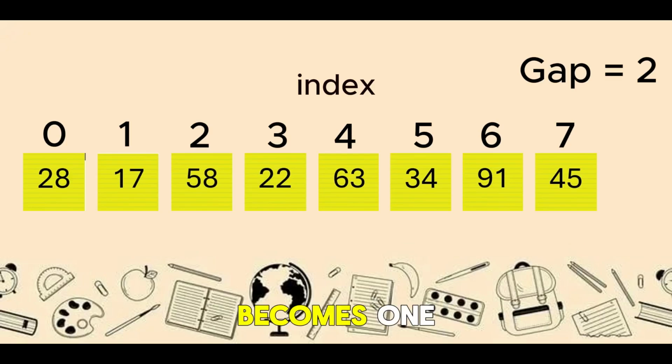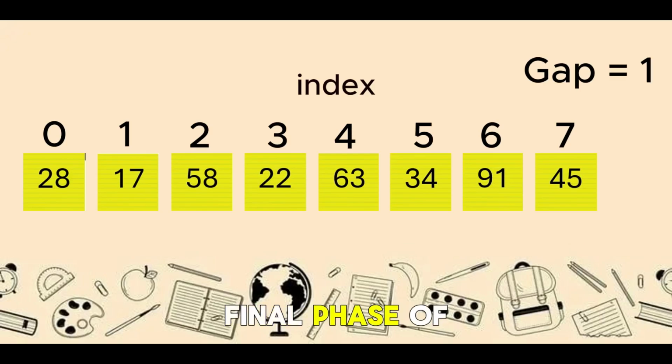Now our gap becomes 1. This is the final phase of shell sort, where the algorithm acts exactly like insertion sort. But notice something. The list is already partly sorted because of the earlier gaps. This means insertion sort will only require small movements, making the sorting faster. We go through the list one element at a time and insert each value where it belongs in the growing sorted part on the left. So let's start.